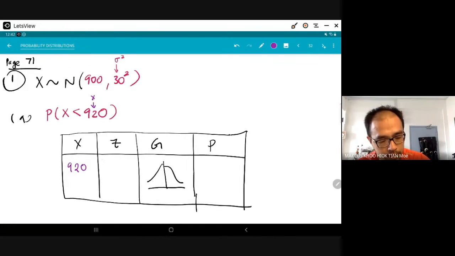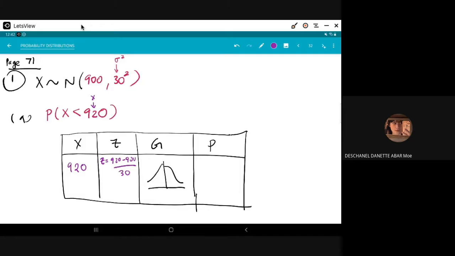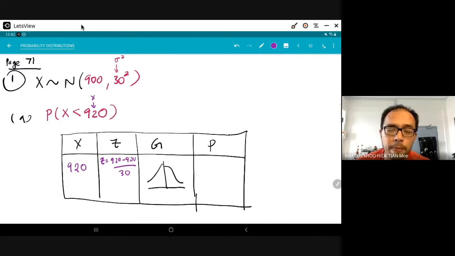You get Z equals 920 minus 900 over 30. Not 30 squared, remember, standard deviation, 30. What is the value? Can somebody please tell me? 2 over 3. 2 over 3 to 3 decimal places, please. 0.667. Do we want 3 decimal places? 1, 2, 3. Okay, 0.667. Now, third step. Place the Z. Z is positive 0.667.